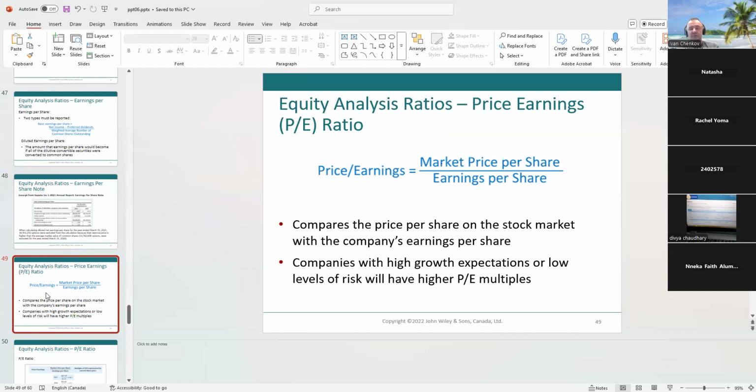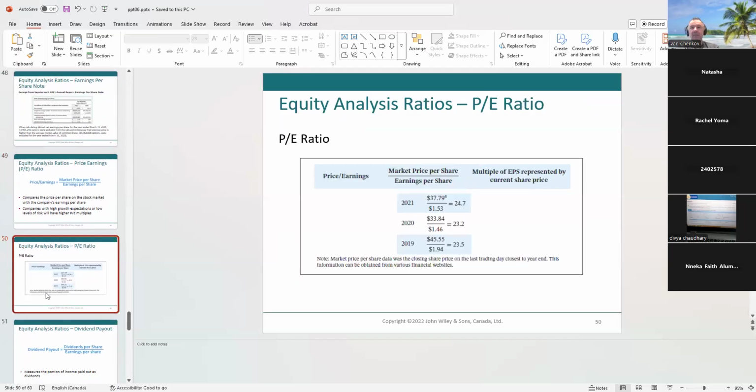The next ratio to see how the company performs is the price earnings ratio, which shows you the market price of the shares versus how much income you're getting per one share. Obviously, you want to know that ratio. That's also called the yield.